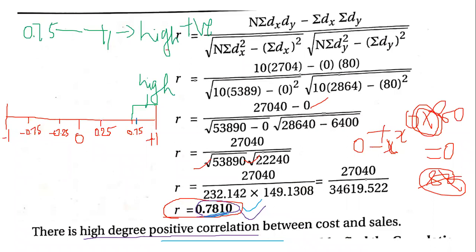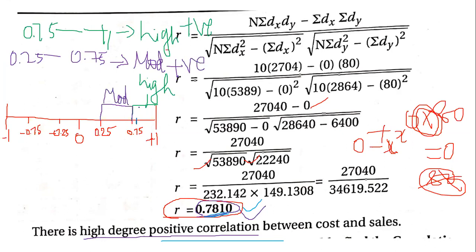If the value is between 0.25 and 0.75, okay, 0.25 to 0.75, this is moderate degree of positive correlation. Okay, this is going to be moderate. It is in the center, right? Between 0 and 1, it's in the center part of the values. So it is a moderate degree of positive correlation. Understood? Understood moderate and high?